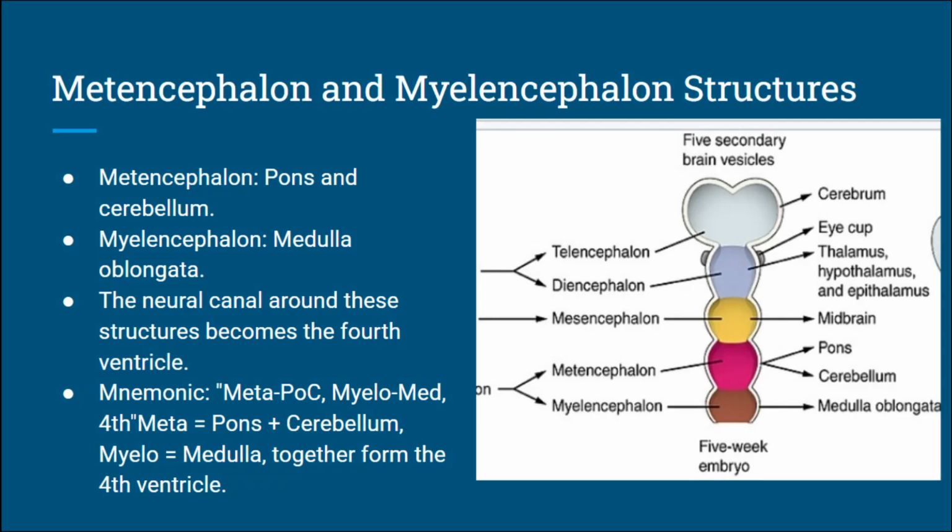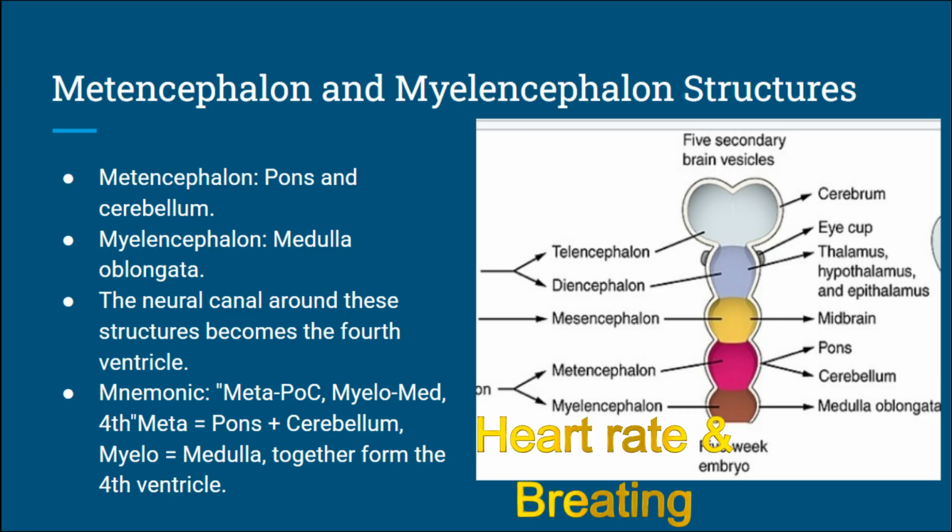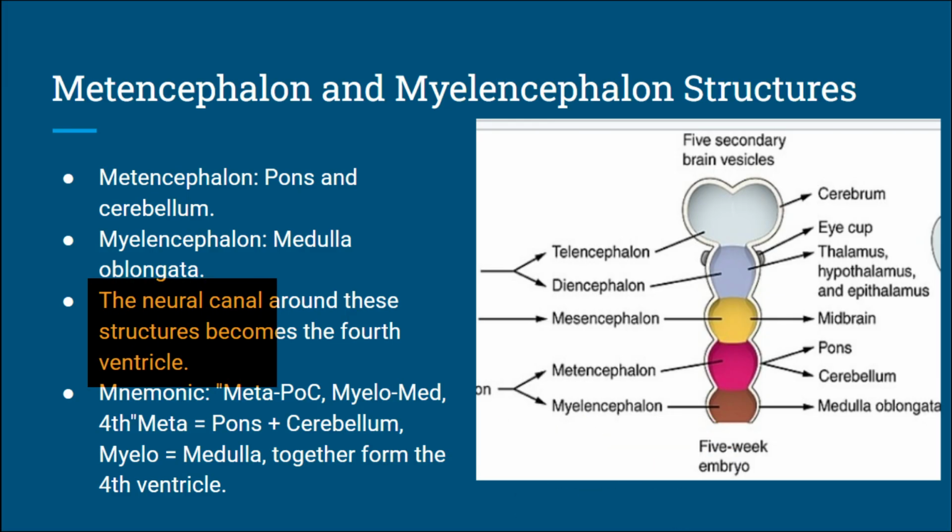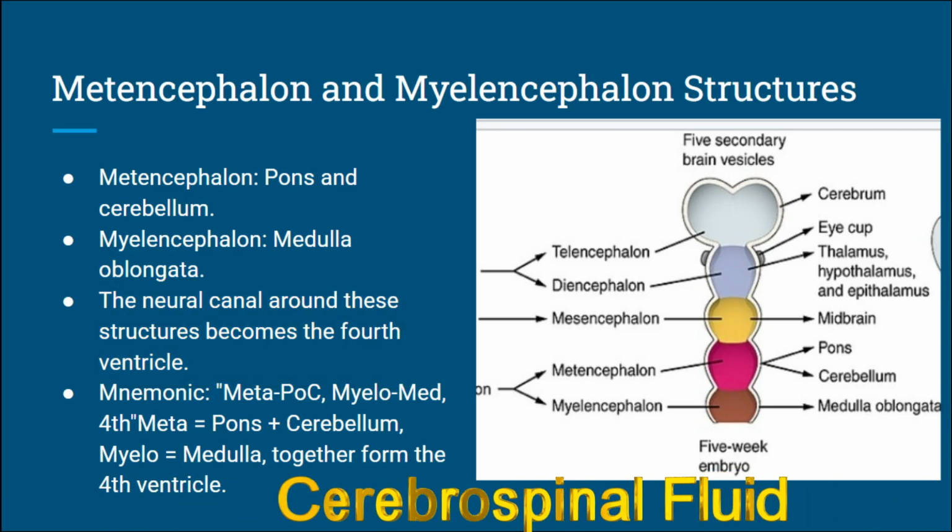Let's dig into the rhombencephalon's derivatives. The metencephalon forms the pons and cerebellum. Think coordination and balance, while the myelencephalon becomes the medulla oblongata, which handles vital functions like heart rate and breathing. The neural canal around these structures turns into the fourth ventricle, which is a critical space for the CSF, or cerebrospinal fluid, flow.